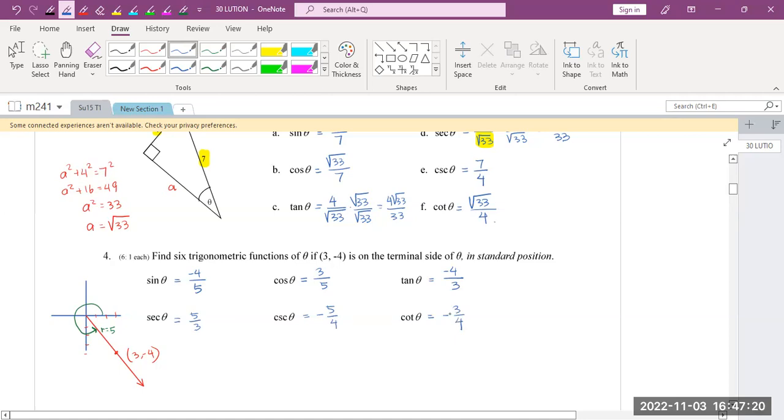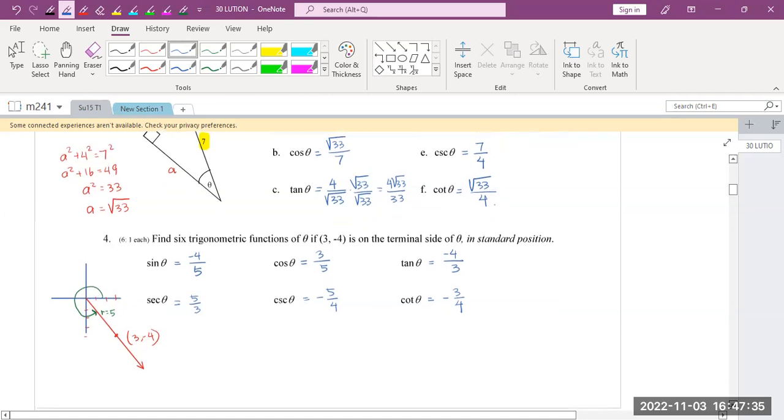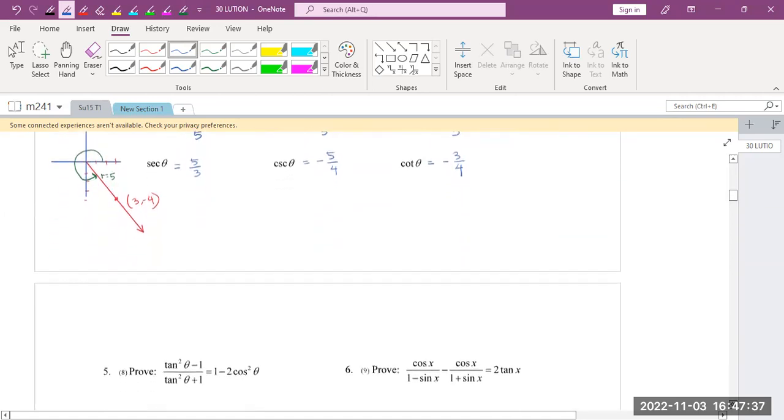Okay, and notice that I did questions 1, 2, 3, 4 without using a calculator. No, don't use your calculator. Once you use your calculator, you will get some ugly, approximated number, which is not the idea.